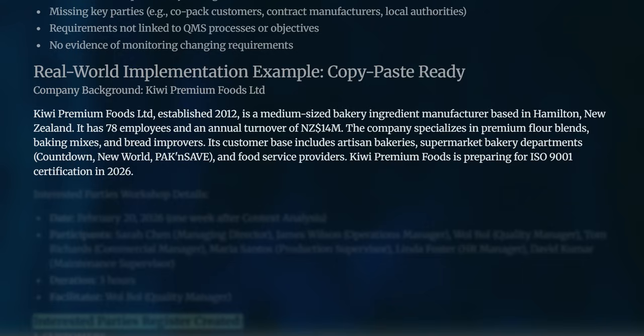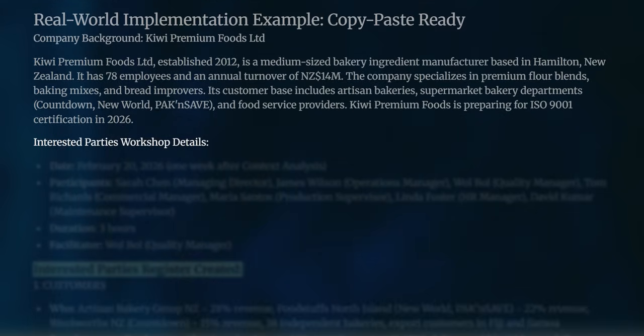The company specializes in premium flour blends, baking mixes, and bread improvers. Its customer base includes artisan bakeries, supermarket bakery departments like Pak'nSave, New World, and Countdown, those are the popular supermarkets here, and food service providers. Kiwi Premium Food is preparing for ISO 9001 certification in 2026.